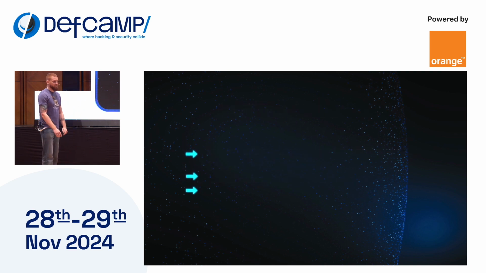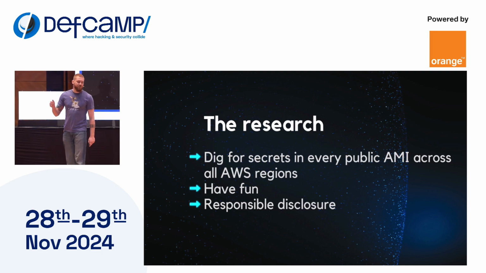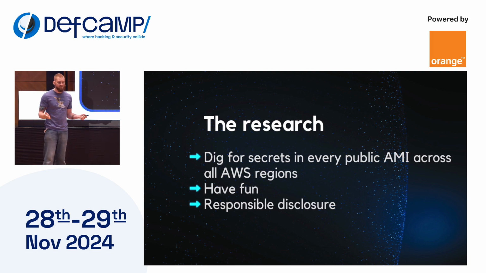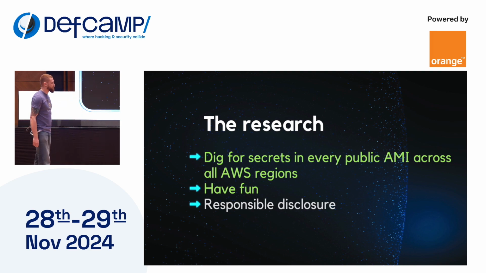In terms of the research objectives, well, we want to dig for secrets in every public AMI across all AWS regions. Well, we didn't really do this because we didn't go into every public AMI, but we searched the ones which we were interested in. So I think that this was successful. Secondly, we wanted to have fun, and hell yeah, we did. Responsible disclosure, well, we hoped to make money out of it. We didn't, but we were able to have some nice responsible disclosure experiences, especially with the AWS security team.